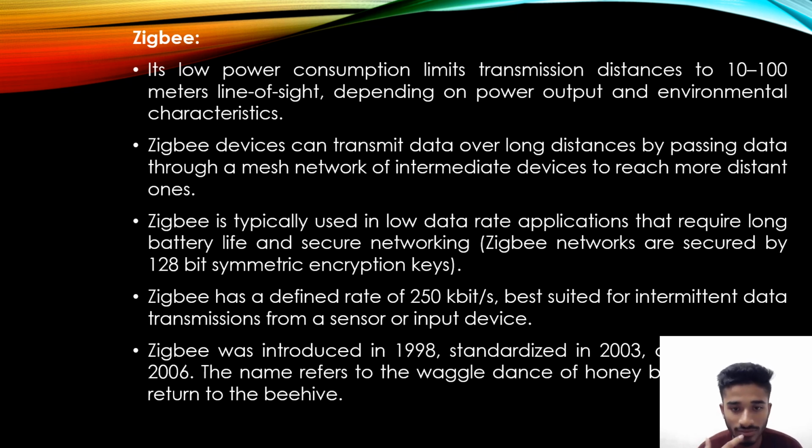ZigBee has a defined rate of 250 kilobits per second. Kilobytes and kilobits are two different things, so just don't confuse yourselves. It is best suited for intermittent data transmissions from a sensor or input device. ZigBee was introduced in 1998 and standardized in 2003. The name refers to the waggle dance of a honeybee returning to the beehive. So moving on to the last and final slide of our session today.